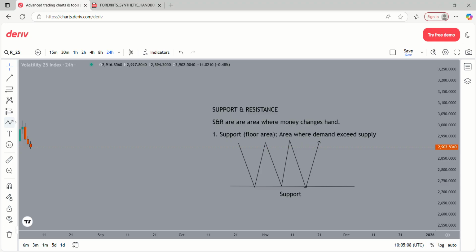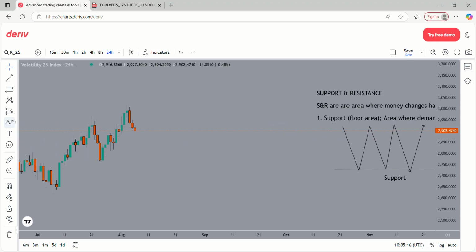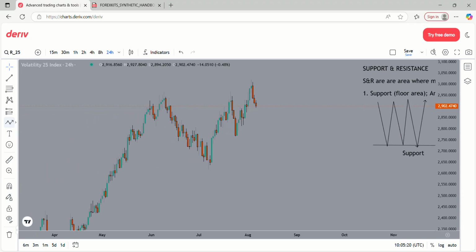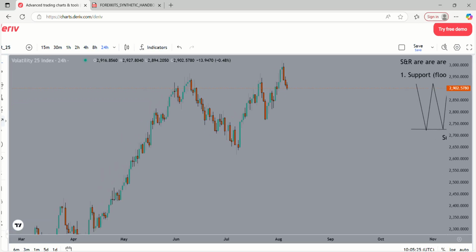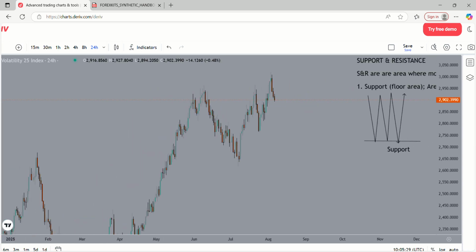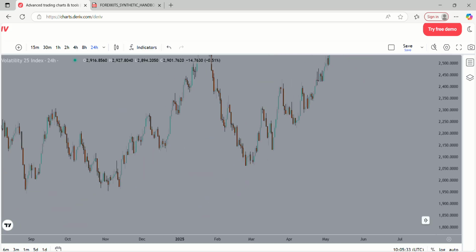So for you to understand better, let me go to my chart. I'll be using the chart to explain as I'm talking about it, so you can get it properly. So now let me go to my chart. The instrument on my screen is Volatility 25, the synthetic pair. So let me use this as an explanation. Let me look for a support area and explain better.